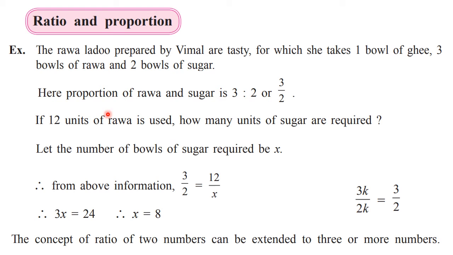It is not so that ratio exists only for two numbers or proportion exists only for two numbers. We can extend it for three or more numbers. So I hope you must have understood the concept of ratio from this. Now let us go ahead. Now we will see types of proportions.